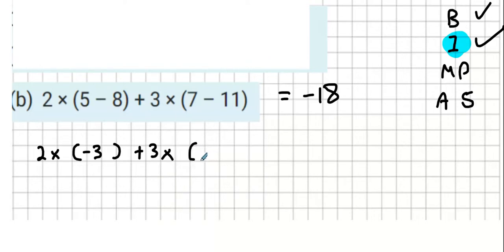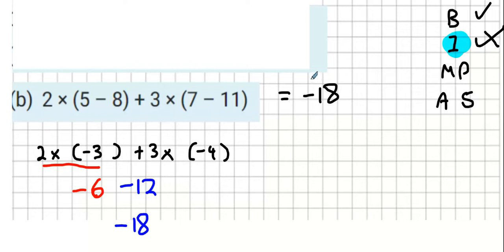Yeah, excellent. Now, next thing we're going to do, is there any indices? Is there any multiplication? 2 multiplied by minus 3. 3 multiplied by minus 4. Minus 6, minus 12. Minus 18. It's not a plus, only when you're multiplying.